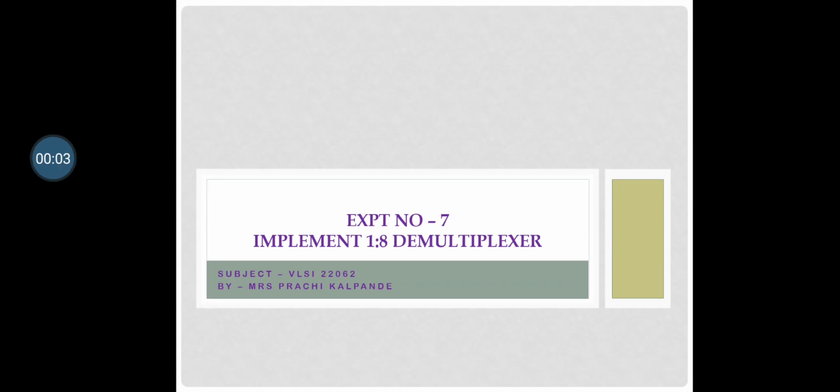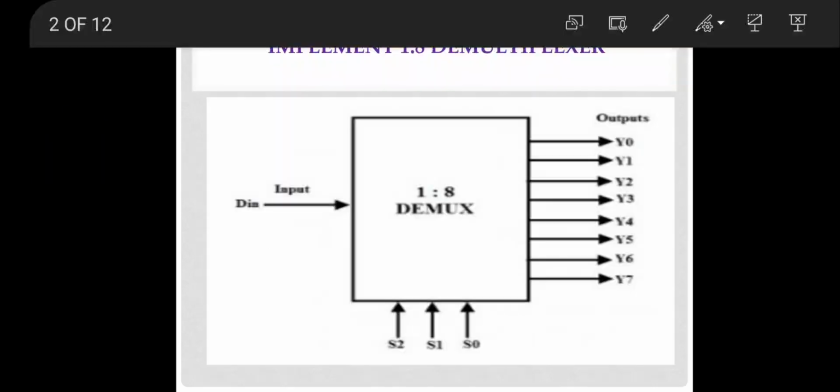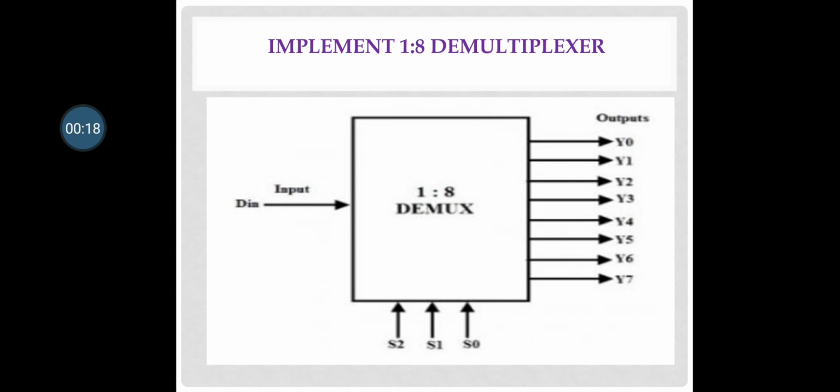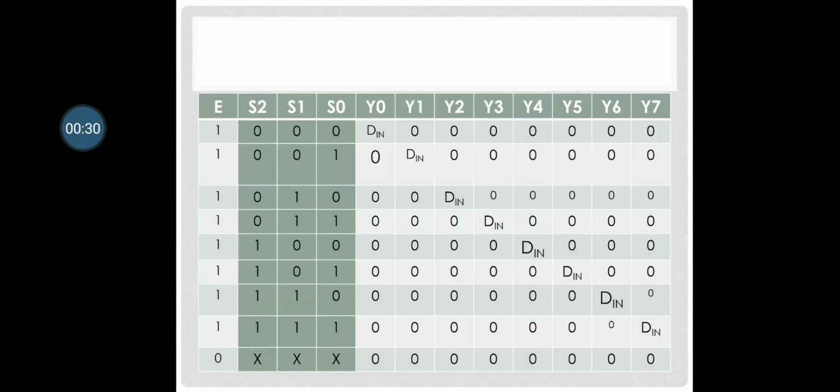Hello students, today we are going to discuss experiment number 7, implement 1:8 demultiplexer, from the subject VLSI by Mrs. Prachi Kalpande. As you can see here, this is the block diagram of the 1:8 demultiplexer. It has 1 input, 8 outputs and 3 select lines S0, S1, S2.